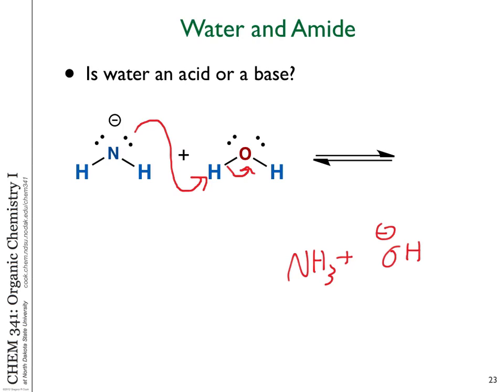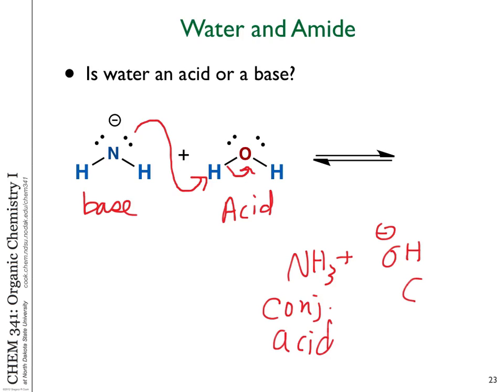Okay, so now in this example, which is the acid and which is the base? Well, obviously the water gave up a proton. So the water is the acid, and NH2 minus is the base. Okay, and on the right side of the equation, what's the conjugate acid? NH3, right. Conjugate acid is NH3, and the conjugate base is hydroxide.